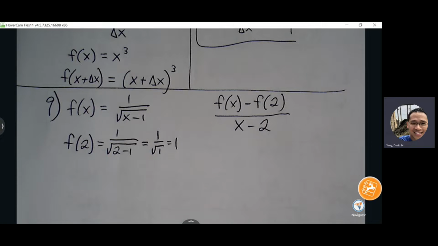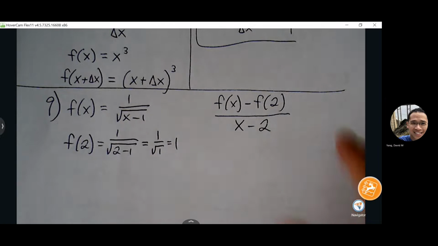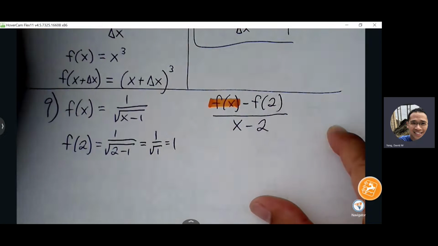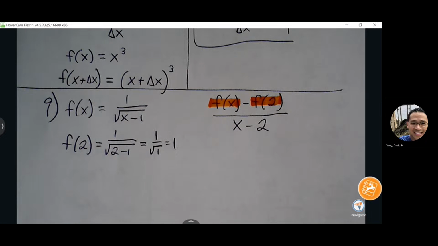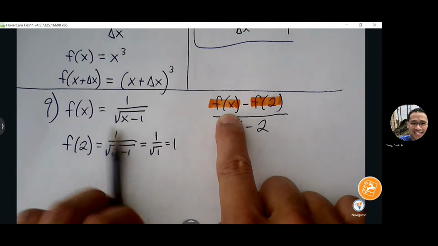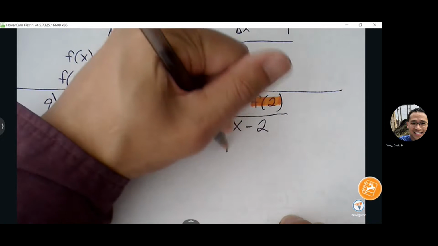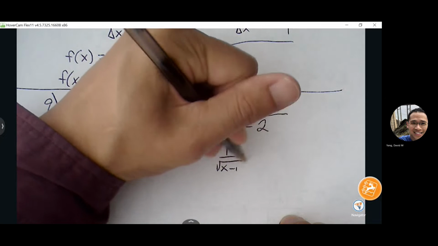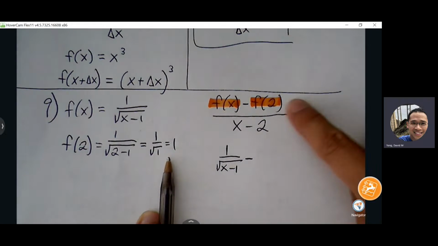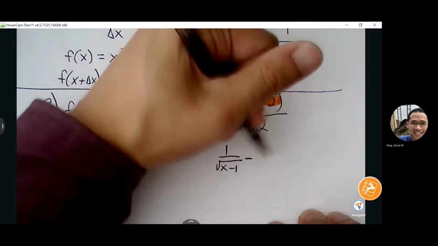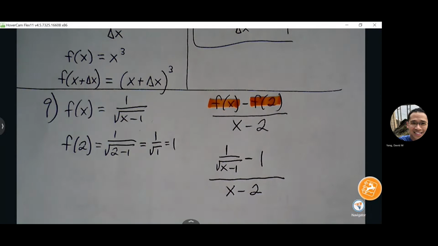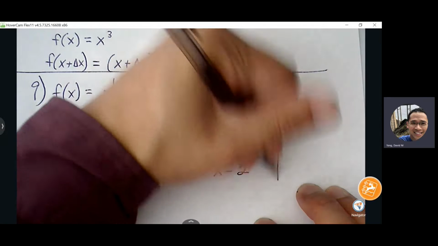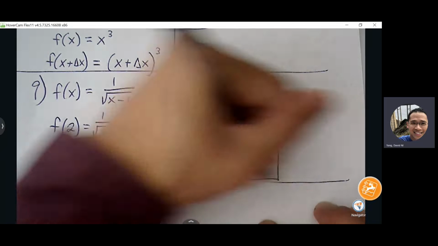So here, I just need to do 2 substitutions. I just need to figure out what to replace f of x with, and then what to replace f of 2 with. Okay. Here's our substitution for f of x. Here's my substitution for f of 2. For now, let's just leave it in this form. That's fine.